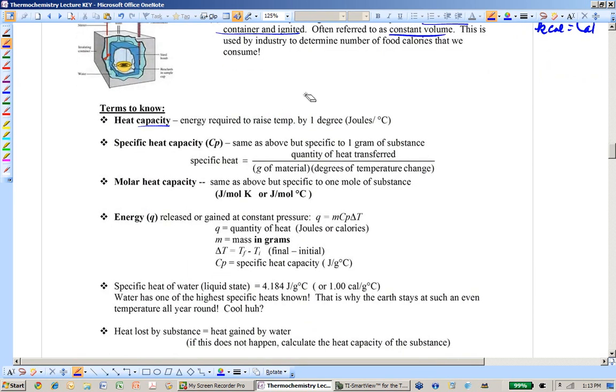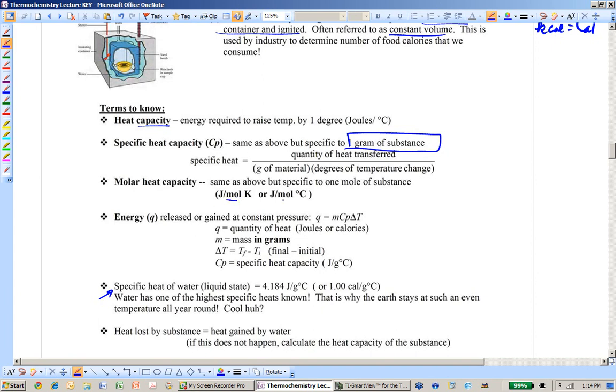Actually, I'm sorry, that's specific heat capacity, which we're going to get to down here. I got ahead of myself. Heat capacity, we don't specify an amount. Specific heat capacity is the same as above, but specific to 1 gram of a substance. So specific heat is the quantity of heat transferred divided by grams of the material times the degrees of temperature change. And that's where we come up with these ridiculous units.